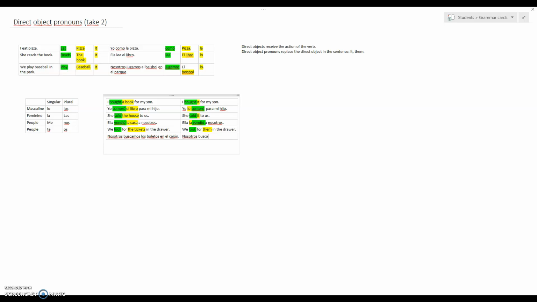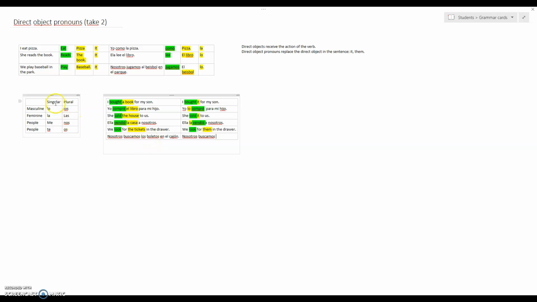Nosotros buscamos. Okay, so I'll pause there. Nosotros buscamos los boletos en el cajón. So if you're anticipating where I'm going, you're anticipating what the direct object is. What do we look for? We look for los boletos.